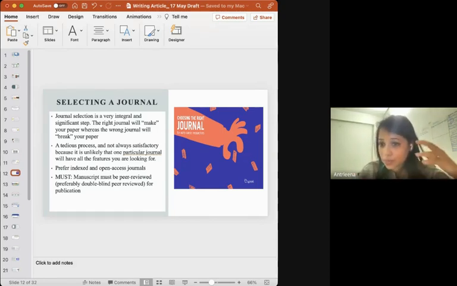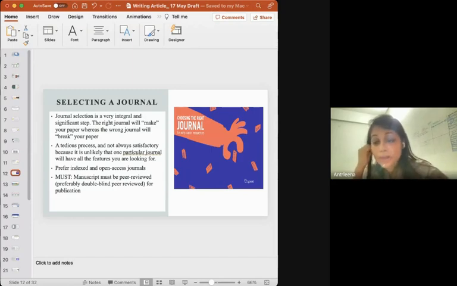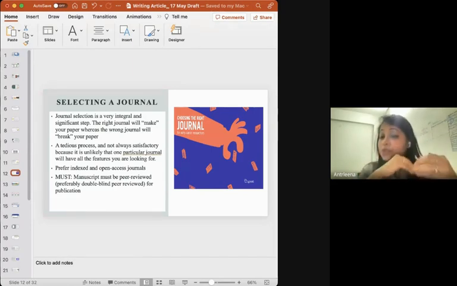Remember that if you target a good journal, it might take time. It might take 6 months, 1 year, 2 years for the article to be published. But when it is published, because it goes through a lot of peer review and a lot of correction, not only will your article be published in a good journal, but you will also grow as a researcher. So it's always suggested that you choose a double-blind peer review journal. Okay.